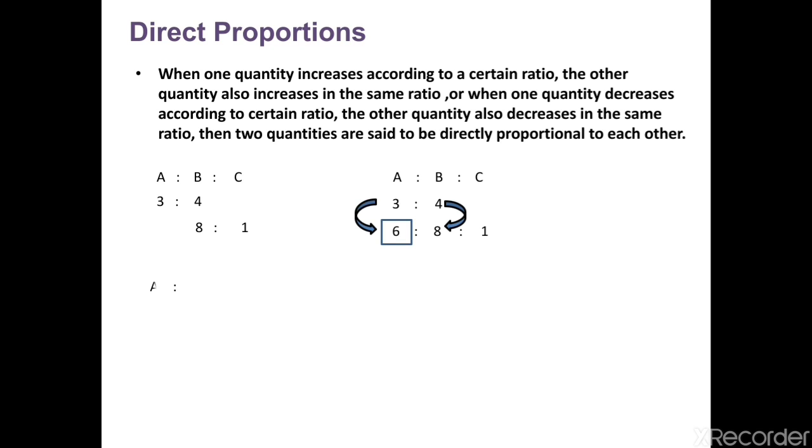Okay, let us take another example. A to B is 3 to 4 this time, and B to C is 3 to 4 again. Here we cannot find any relationship between 4 and 3. So I will write this example again. A, B, C. A to B is 3 to 4. B to C is 3 to 4 again.